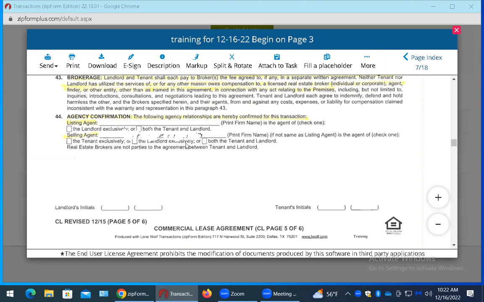Agency confirmation, you're always going to do your agency disclosure as we showed you at the beginning of the lease, but you're going to also reconfirm it here. The listing agent, right here, they work for the landlord exclusively or both, and the selling agent here, they work for the landlord or the tenant, or they're dual. So make sure this is also filled out. And it also reminds everybody that we're not parties as real estate brokers to the agreement between the tenant and landlord.